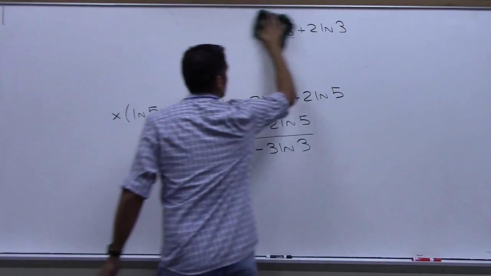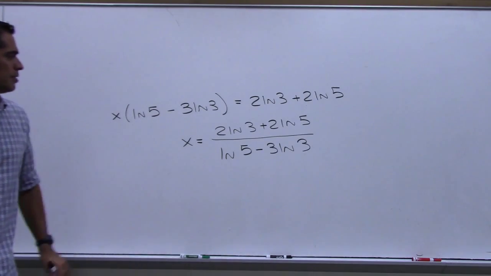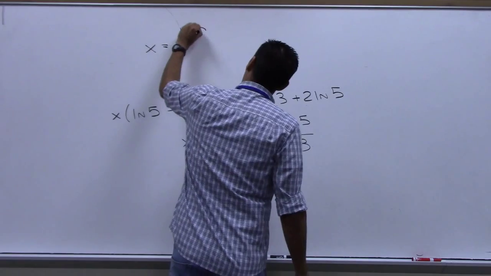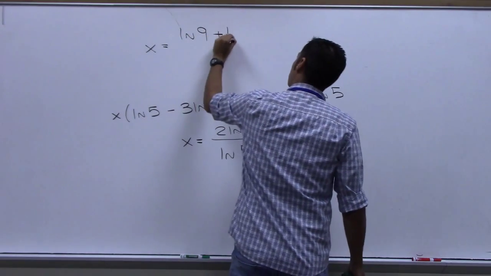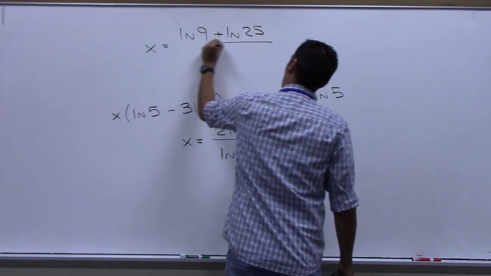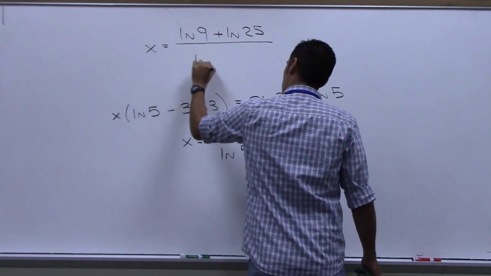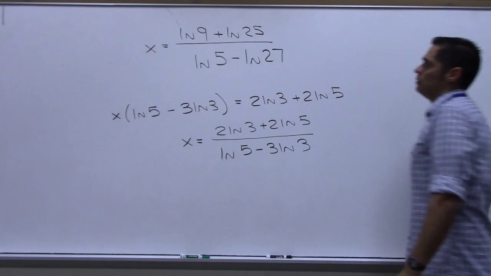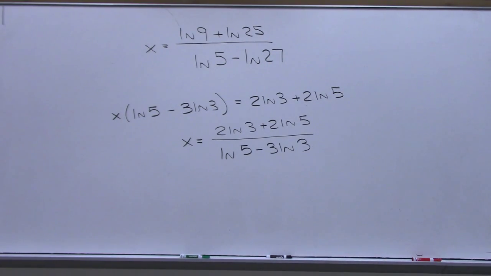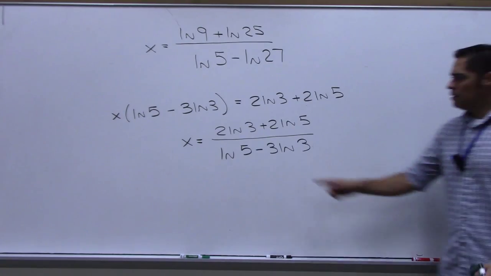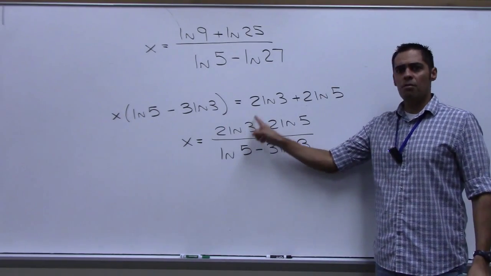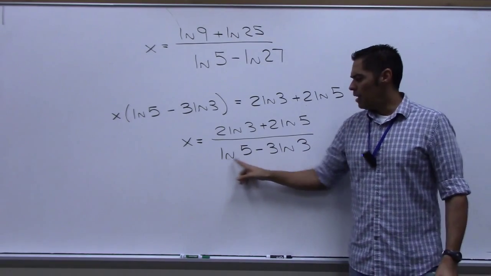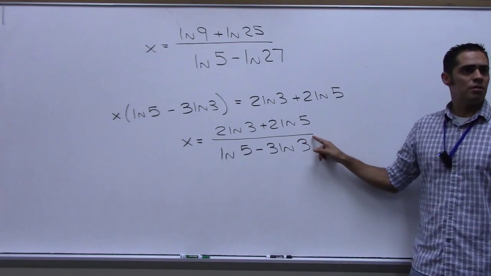Now, I am going to use my calculator to figure out what that is, but let me try and clean it up and see if you can follow me on this. X is natural log 9 plus natural log of 25 over natural log 5 minus natural log of 27. So what did I do? 2 came up on the 3, 3 squared is 9. 2 came up on the 5, 5 squared is 25. Nothing here. 3 came up on the 3, 3 cubed is 27.